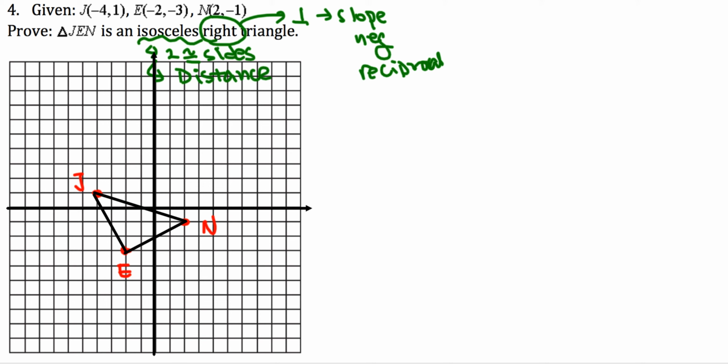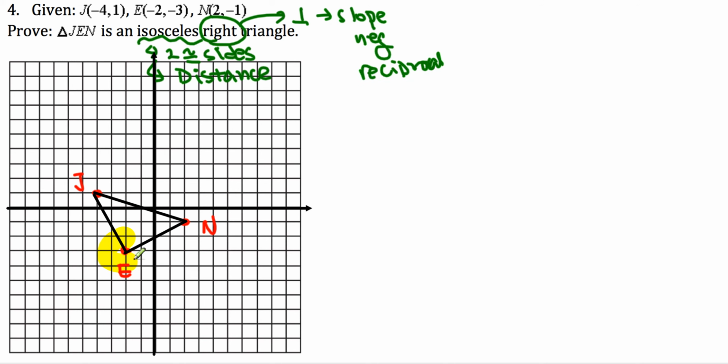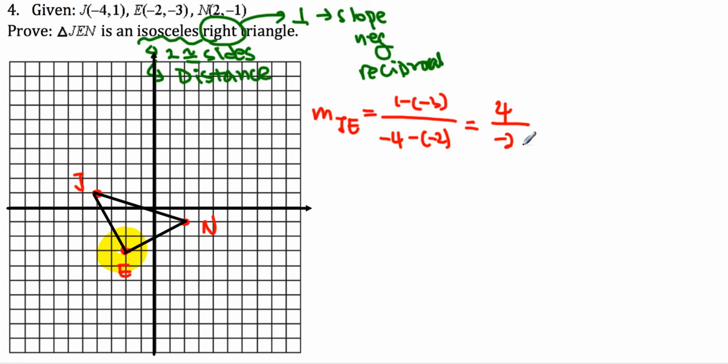So how are we going to do it? Did you realize that this portion seems to have a right angle? Then, guess what I'm going to do? I'm going to find the slope for JE. Let's look at it. So you get 1 minus negative 3, and then change of x, which means negative 4 minus negative 2. Then on the top, we get 4. On the bottom, we get negative 2, which is equal to negative 2.